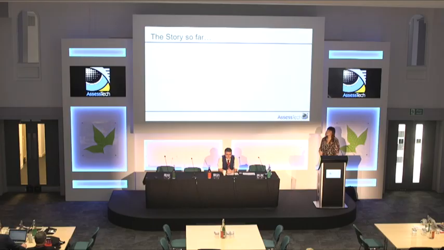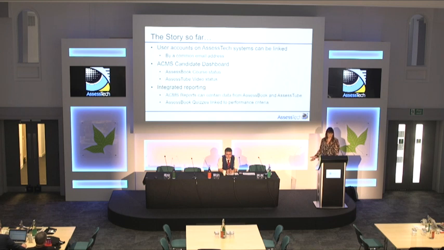So, first of all, where are we at the moment? Well, as I said, we've got user accounts on our three systems linked by a common email address. You can already view progress on ACMS from the other two systems. And we have integrated reporting. So on ACMS, you can pull reports that contain data from all three systems. You can already link questions on AssessBook to performance criteria on ACMS and use that to seed assessments. That's where we are today.